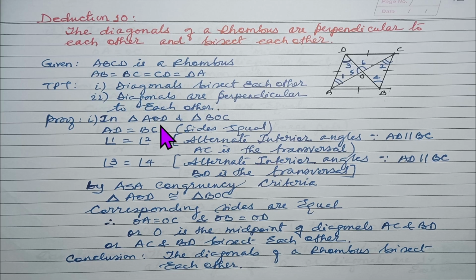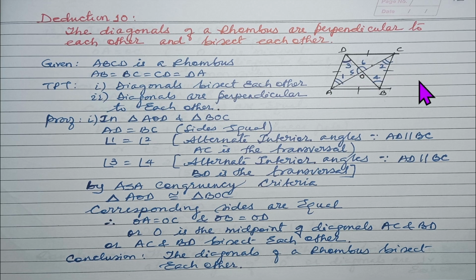Now let us consider two triangles AOD and BOC. I have taken these two triangles AOD and BOC. In these two triangles AD and BC are equal because sides of a rhombus are equal, and angle 3 is equal to angle 4, alternate interior angles, because we know that AB is parallel to DC and BD is the transversal. Therefore angle 3 and angle 4 are equal, and so also angle 1 and angle 2 are equal for the same reason, and therefore by angle side angle congruency criteria, the triangles AOD and COB are congruent.